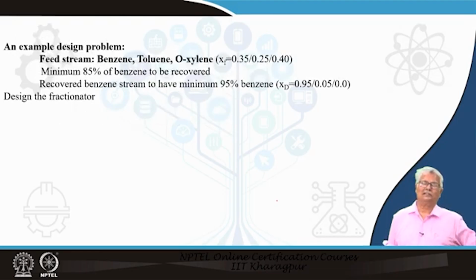So, now we have an overview of multi-component distillation, and it is time that we have a look at the example design problem once more. The feed stream, I just repeat the problem here. The feed stream of benzene, toluene and orthoxylene has mole fractions of 0.35, 0.25 and 0.4. A minimum of 85% of the benzene is to be recovered with a minimum purity of 95%, and we have decided that my distillate is going to contain no orthoxylene. So the composition is 0.95, 0.05 and 0, and a fractionator has to be designed.